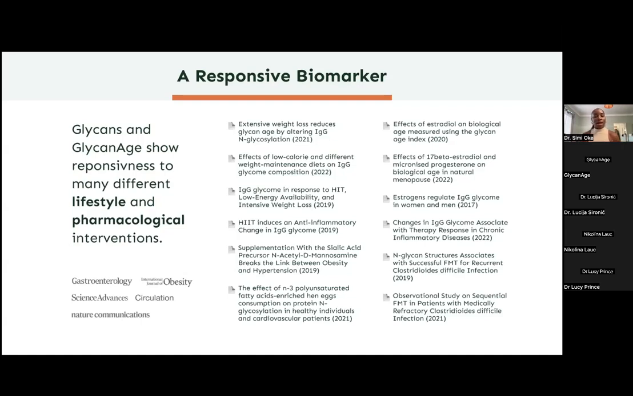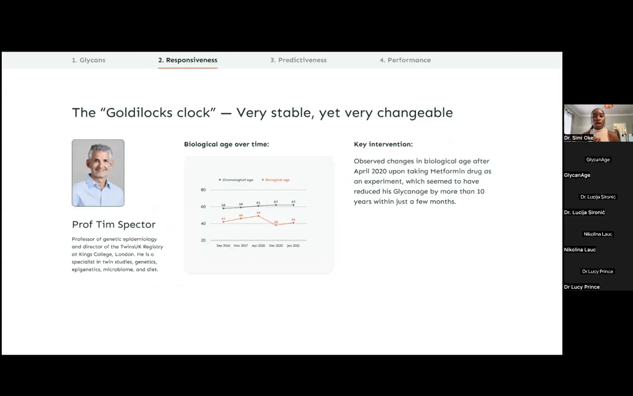And again, we go back to that very important fact that when you have responsive biomarkers, they can be used to motivate patients, but even more importantly, they can give us information about what is working and what isn't working. So just a couple of examples here.